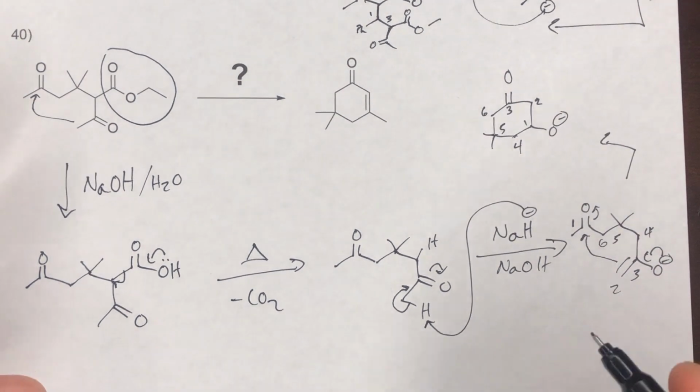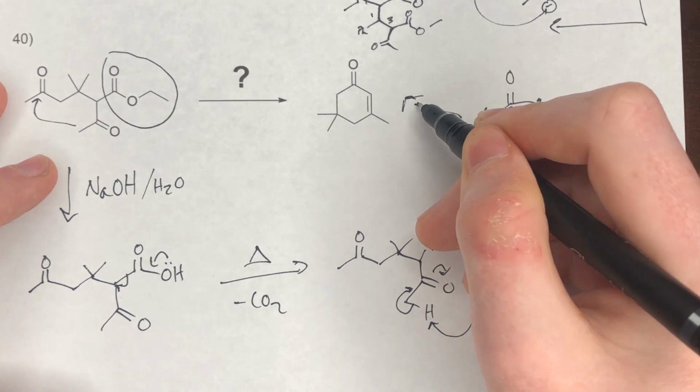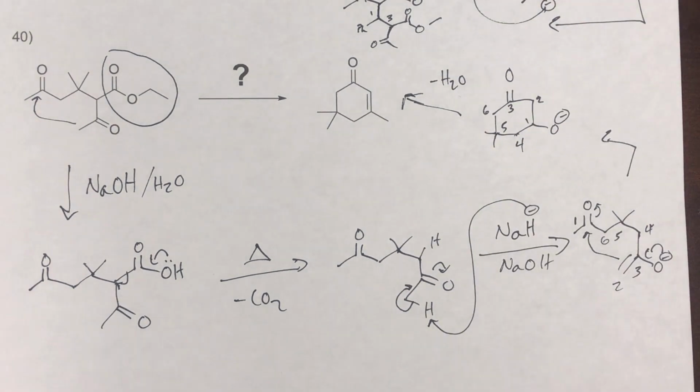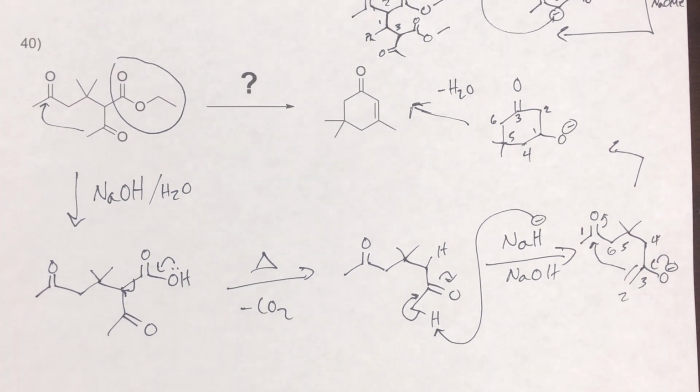So now, again, you have dehydration, so you lose water. You're at high temperature already from the decarboxylation, so you'll lose water in your dehydration. And finally, you'll get to the desired product, which is this alpha-beta unsaturated ketone in this cyclic structure.